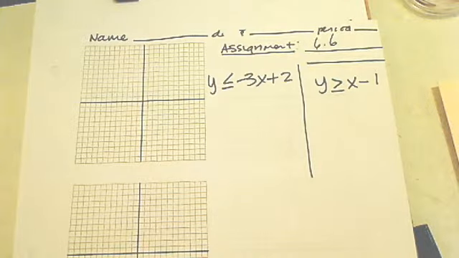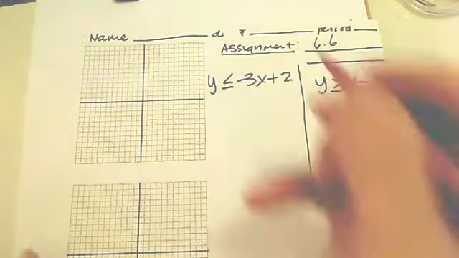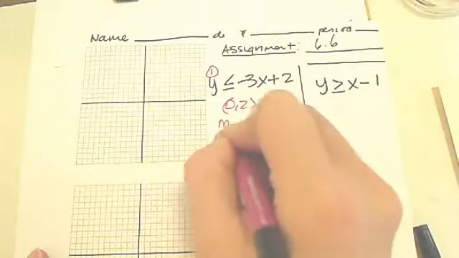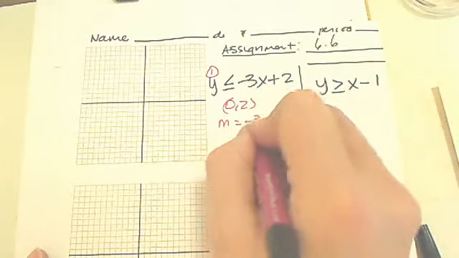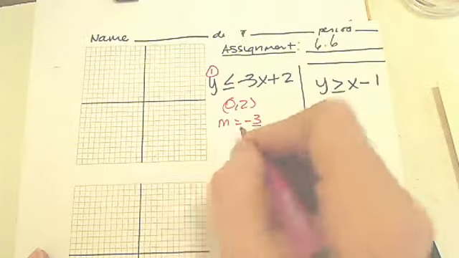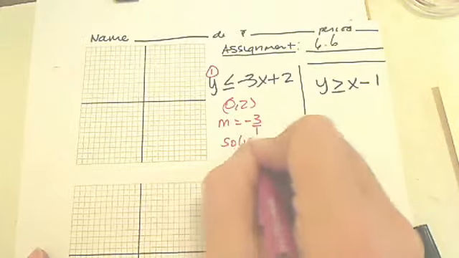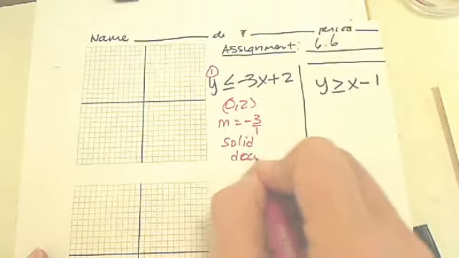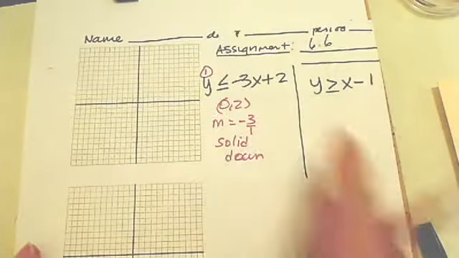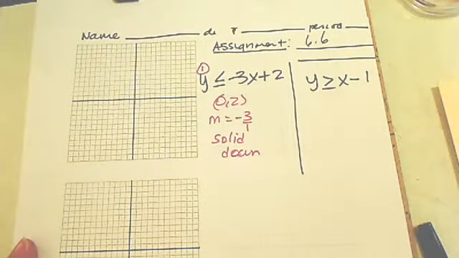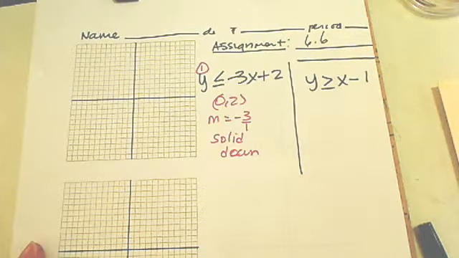Okay? So, Seth, please tell me the first point we're graphing on the first equation. 0, 2. Slope, please. Negative 3 over 1. Line, please. Solid. Excellent. Shading, please. Excellent. Down because it's less than. Thank you. There's your first information there. There's a lot of information being given to you right away. I'm writing it down so you know what's going on.